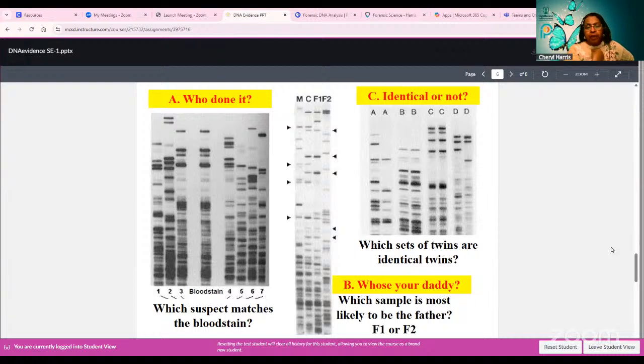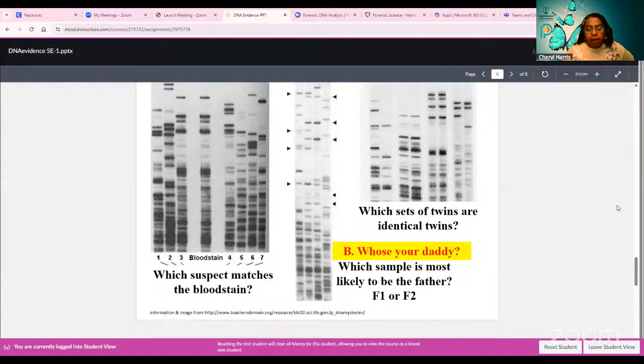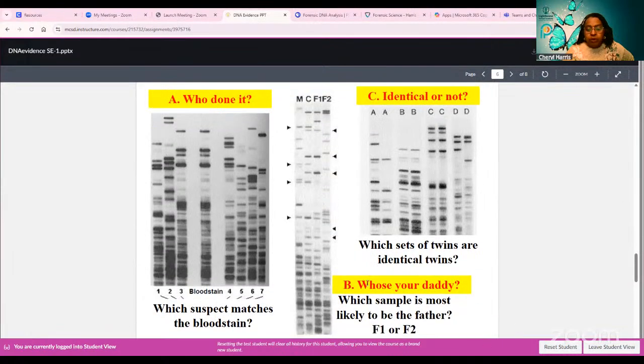All right, the column in the middle goes with B. It says, who's your daddy? Which sample is most likely to be the father? So they have samples on the side, M and C, and they want to know, is F1 or F2 the closer DNA sample? So you're going to write the question, who's daddy, and you're going to say F1 or F2.